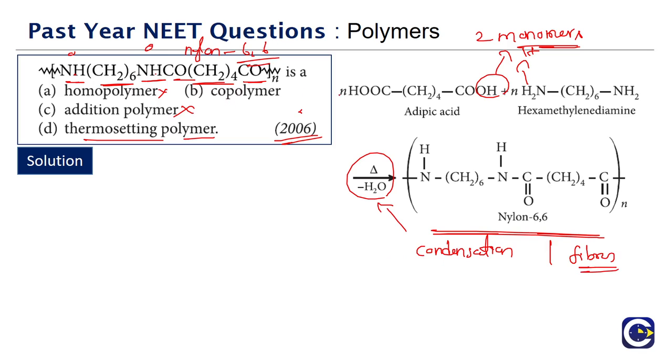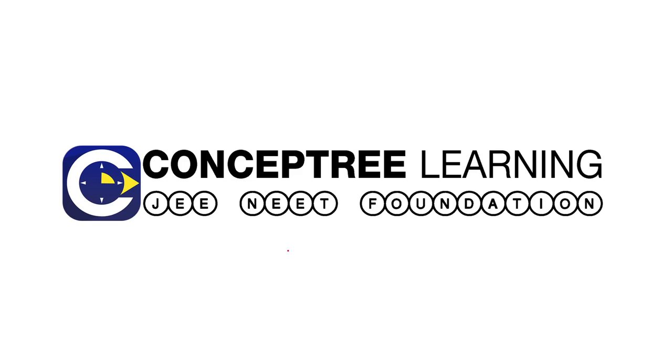Option B is what? Copolymer. Yes, it is a copolymer of what? Adipic acid and hexamethylene diamine. The correct answer for this is option B. So this is about the part 2 video, and we will see in the next part.